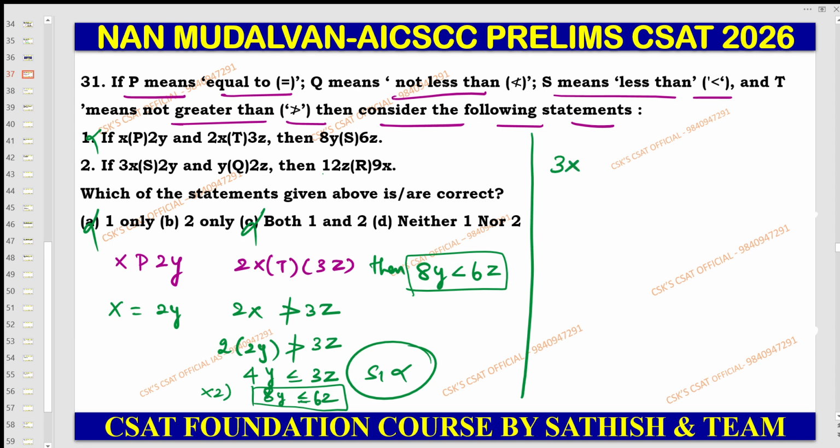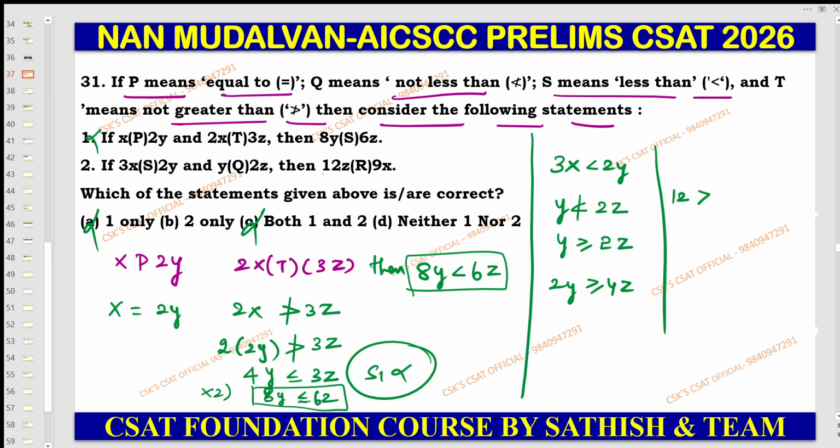Directly let me place a symbol: 3X less than 2Y. The second one states that Y, in bracket provided as a Q, Q means not less than 2Z, which means Y greater than or equal to 2Z. Even if you multiply, it becomes 2Y greater than or equal to 4Z. But what we have to get here is 12Z.